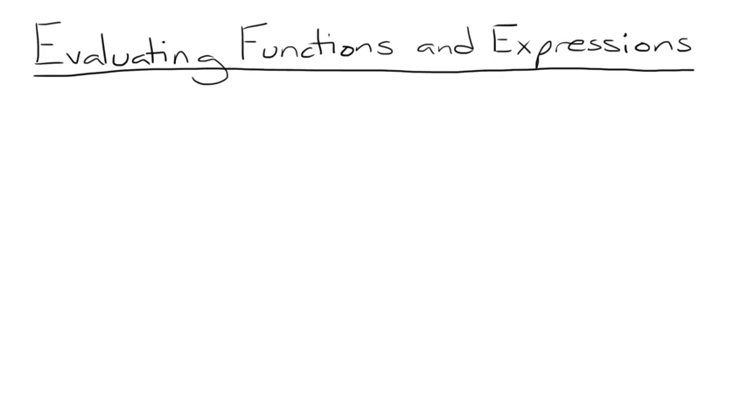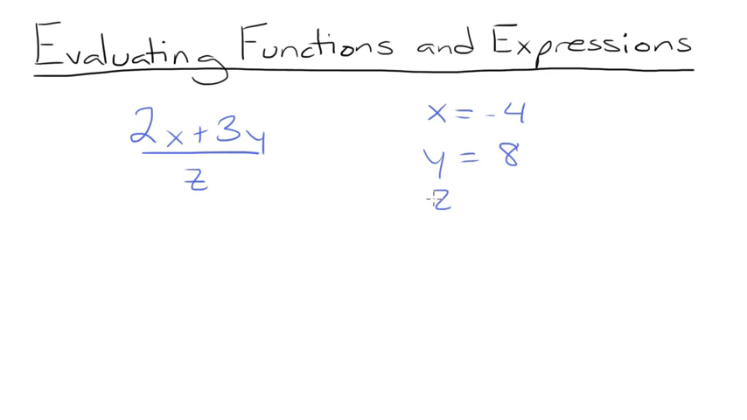We've taken a look at evaluating functions, and now let's take a look at evaluating expressions. In questions like these, we will follow the same steps we have been. The only difference is there will be more variables. Let's try a problem. Simplify the expression 2x plus 3y over z when x equals negative 4, y equals 8, and z equals negative 2.